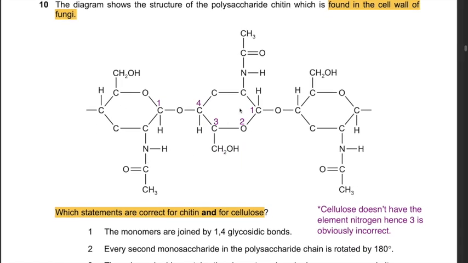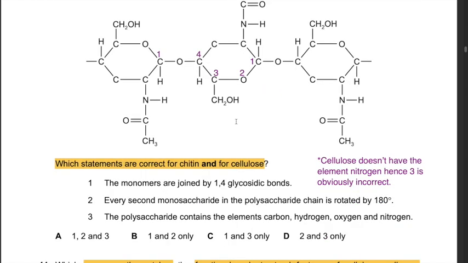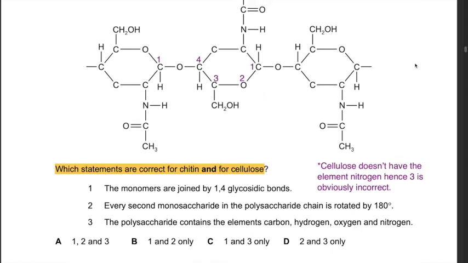Question 10. The diagram shows the structure of the polysaccharide chitin, which is found in the cell wall of fungi. Which statements are correct for chitin and for cellulose? Statement 1, the monomers are joined by 1,4-glycosidic bonds. Statement 2, every second monosaccharide in the polysaccharide chain is rotated by 180 degrees. Statement 3, the polysaccharide contains the elements carbon, hydrogen, oxygen and nitrogen.